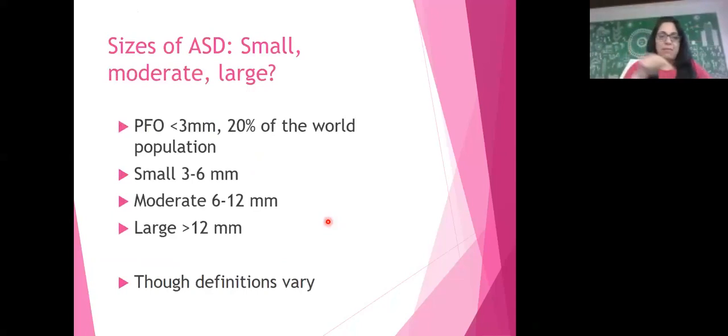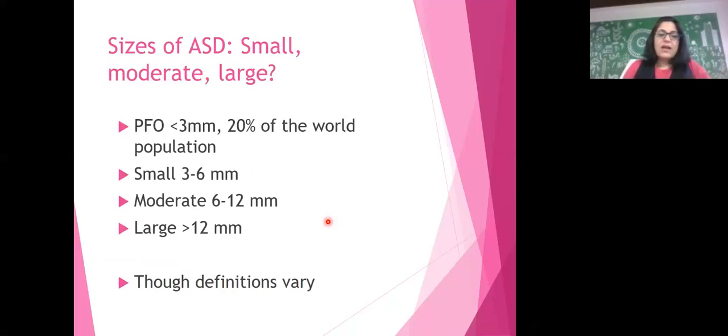If it is 6 mm, is it small? Is it moderate? Right? It is sitting on the cusp. So if it's got RARV dilation, it falls into moderate. Normal RARV falls into small. So that is why small ASDs with normal right atrium, right ventricle size, normal lung pressure do not need intervention.